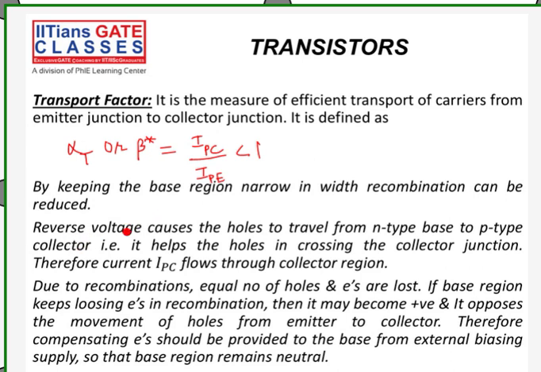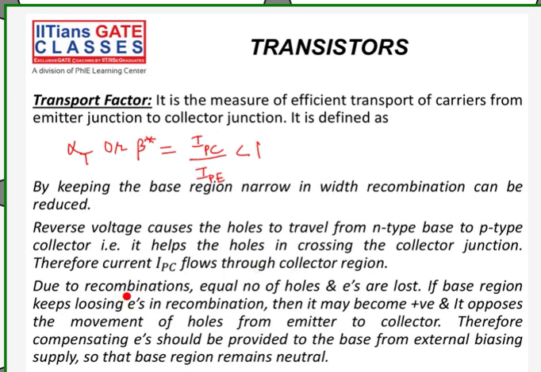Second thing, the reverse voltage causes the holes to travel from N-type base to P-type collector. Why? That I already discussed. From N-type base to P-type collector, how are they crossing this reverse bias junction? Because holes are minority carriers in N region, and minority carriers can always cross the reverse bias junction. So it helps the holes in crossing the junction. Therefore, the current IPC flows through the collector region easily. That is the main thing we need to remember here.